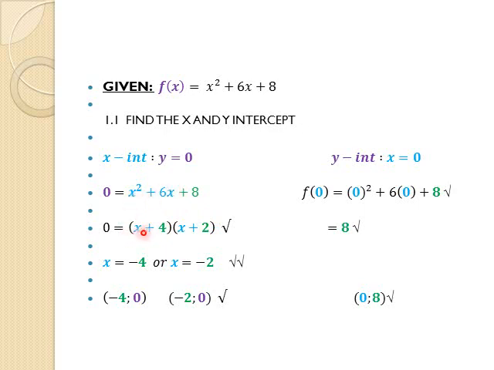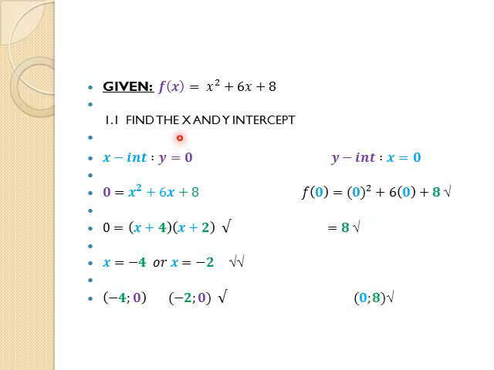And x squared is simply x times x. So if I take plus 4 over, x equals negative 4. If I take plus 2 over, x equals negative 2. So my x-intercepts are minus 4, 0 and minus 2, 0. For the y-intercept, x equals 0, so in the place of x, I place 0. 0 squared is 0, 6 times 0 is 0, so I'm left with 8. My y-intercept is 0 and 8.